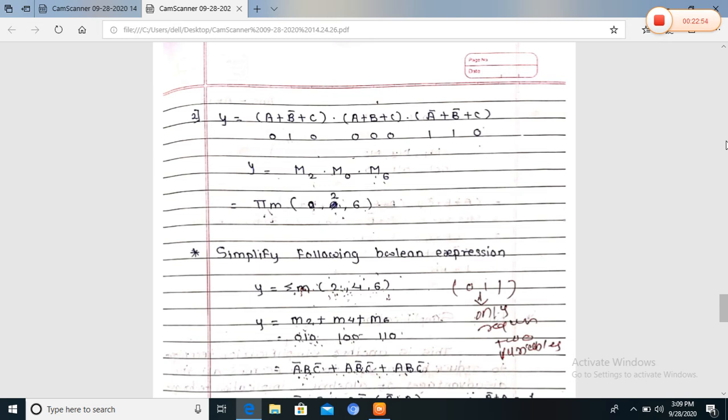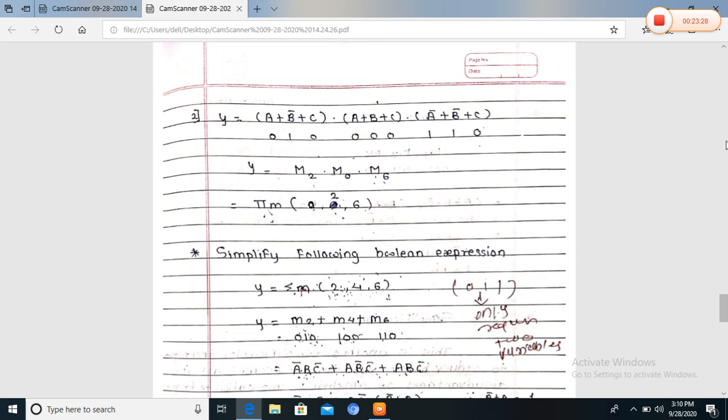Here a is considered as 0, a bar is considered as 1 in a POS, whereas in the SOP expression 0 is considered as a bar. So for a plus b bar plus c, each individual term of the standard POS is represented as a max term. For that term the max term is 0 1 0. For a plus b plus c the max term is 0 0 0. For a bar plus b bar plus c, the max term is 1 1 0.